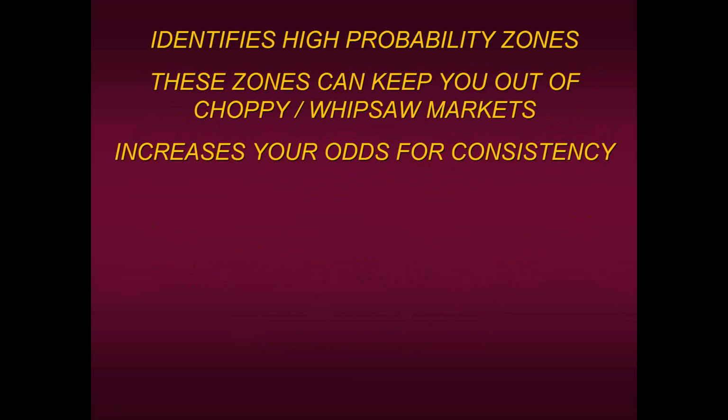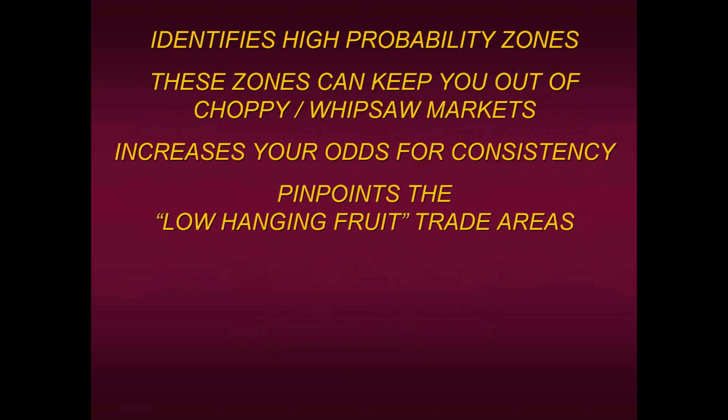Now, what this can also imply is that these zones will keep you out of choppy or whipsaw markets when they're not in effect, when they're not being activated. Those are the markets you want to stay out of. Now, it also increases your odds for consistency, because if you're only trading when these high probability areas and zones are in effect and you're staying out of the areas in which most likely you lose, this will increase your odds for consistency. Now, it does this by pinpointing these low-hanging fruit trade areas, all right? So you'll know in these certain blocks, which I'll show you in just a few minutes, that these are the places you should be trading. This is the low-hanging fruit of the chart.